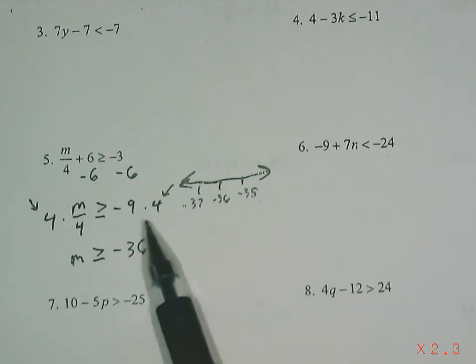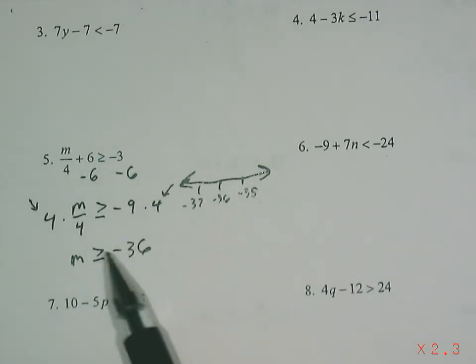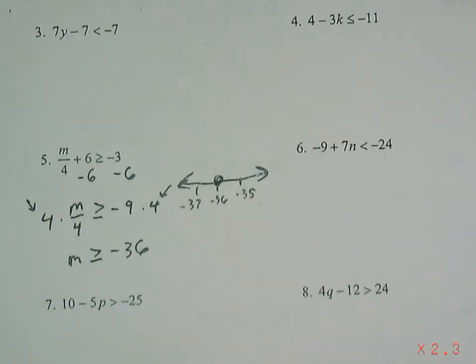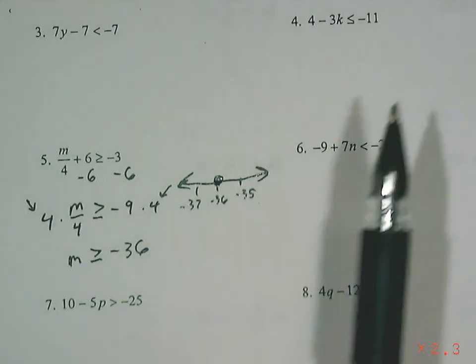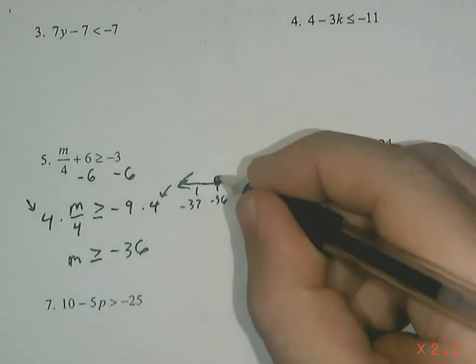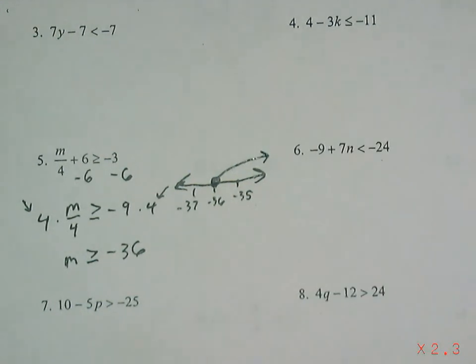And then what type of circle am I going to use? Look over here, I've got the line under it, meaning it's equal to, so I'm going to use a closed circle. So I've got a filled in circle here. And then it's eating my variable, so that means it's going to be greater than the number. So that would mean all the values that are to the right of my circle.